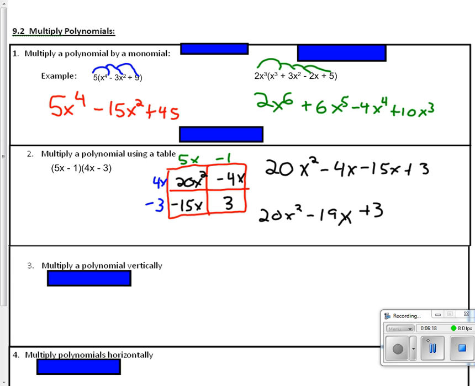Third thing that we have here is going to be multiplying a polynomial vertically. So, to do that, we're going to look at this. We have the same problem, except we're going to multiply vertical. So, remember vertical, we're going to go up and down. So with this, we got 5x, and we're going to multiply it by, we're going to grab that first term, we're going to grab the second one, so we have 4x minus 3 here.